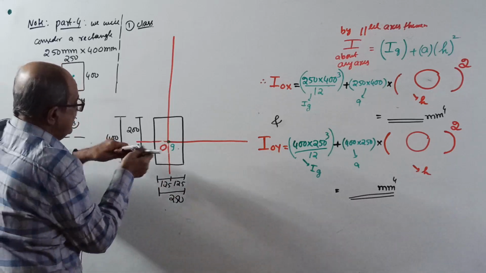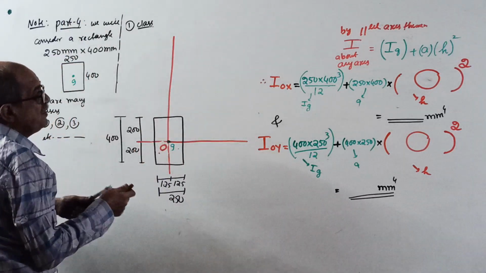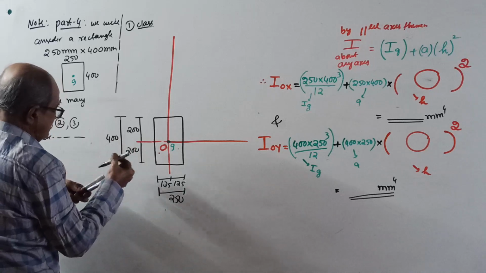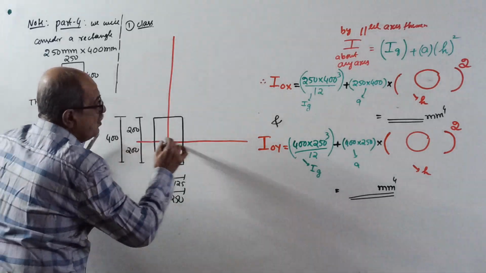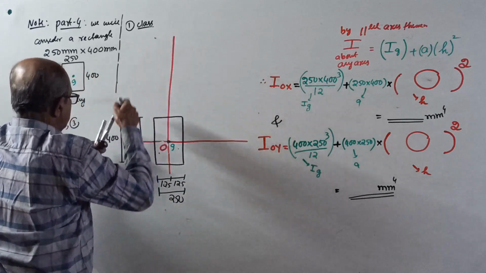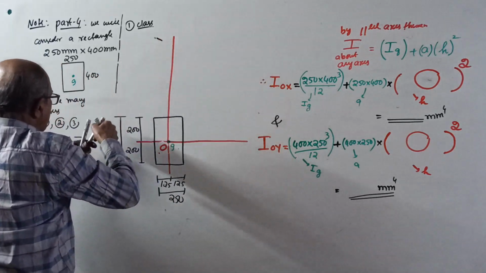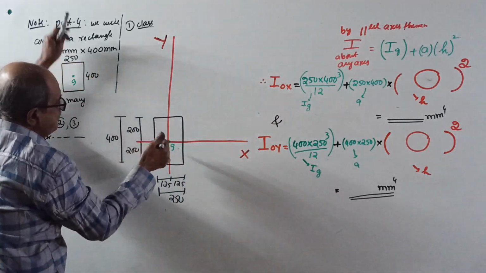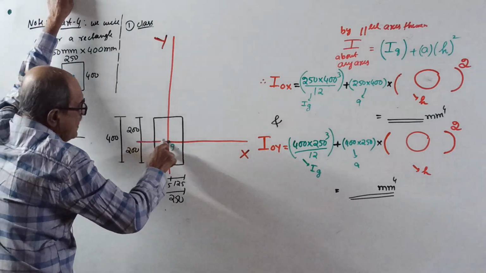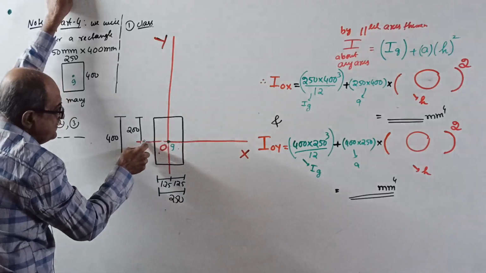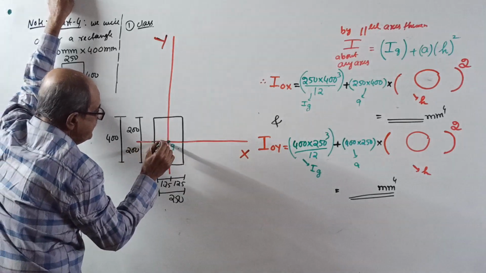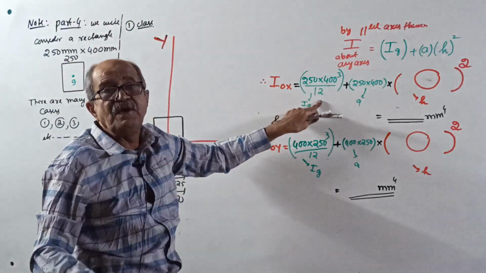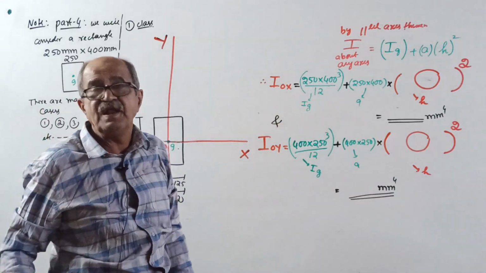Now I about OX. Come to the centroid. First consider the rectangle's axis passing through the centroid and parallel to the required axis. This is your Y and this is X. The axis passing through the centroid and parallel to OX is exactly this same axis. 250 into 400 cube by 12. This was already told earlier.